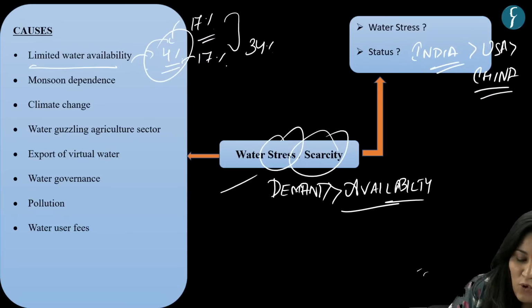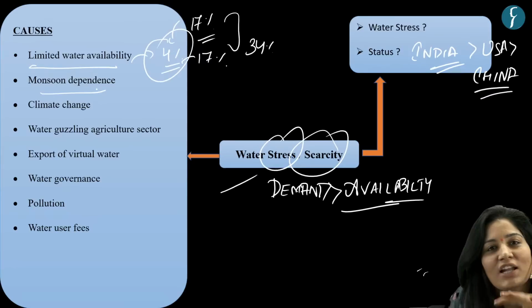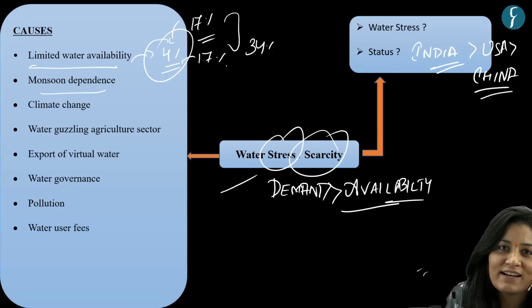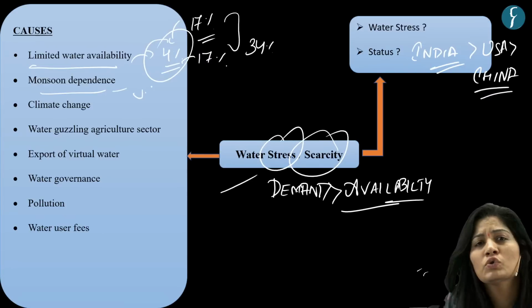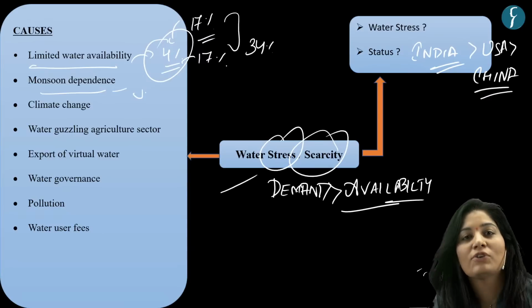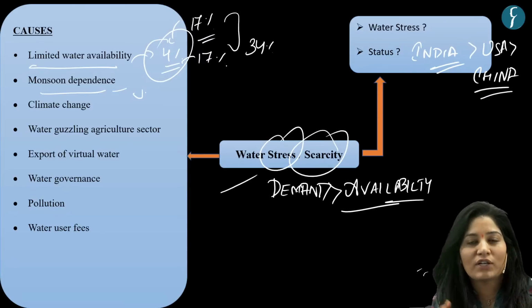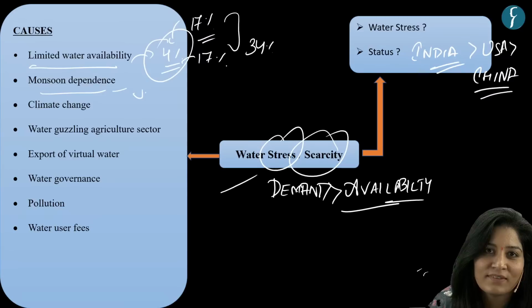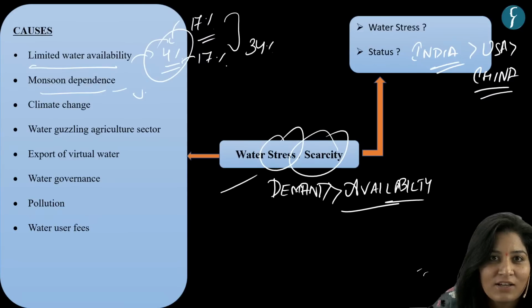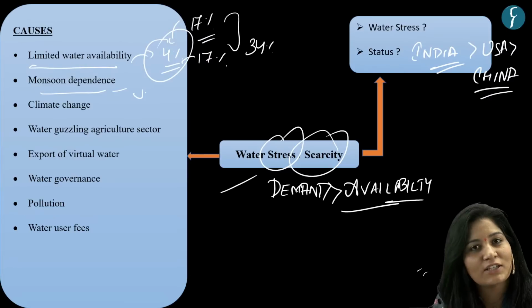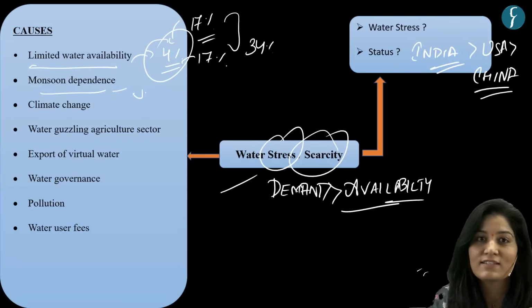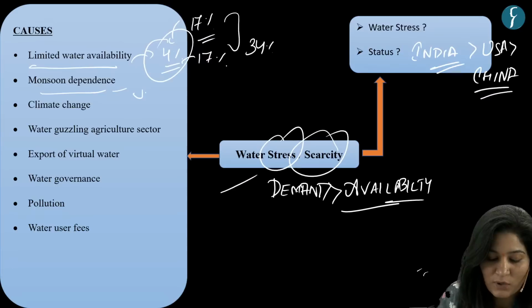Then next is monsoon dependence. Now you know India is a monsoon dependent country. Why? Because most of the precipitation comes in the months of June, July, August, September. So for the rest of the months, we need water to be stored during these months. Obviously, we need to manage our resources well. Otherwise, it will lead to crisis. And this is the second factor behind water stress.